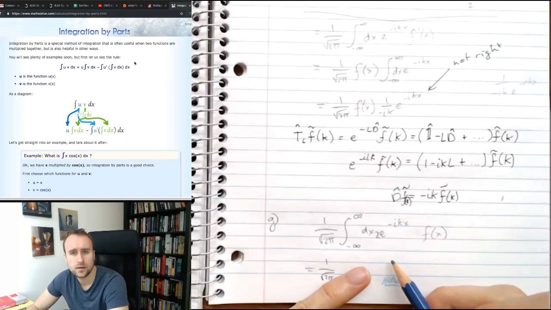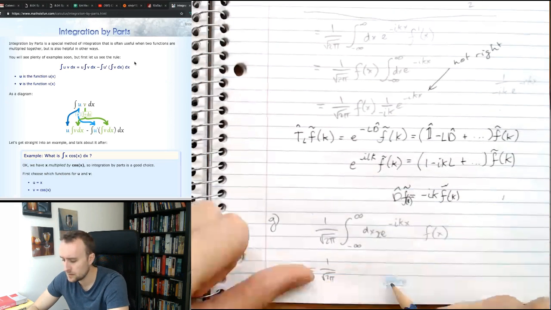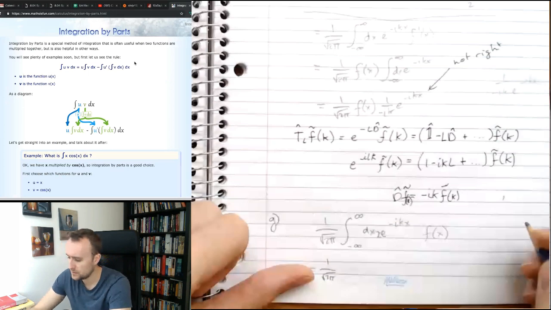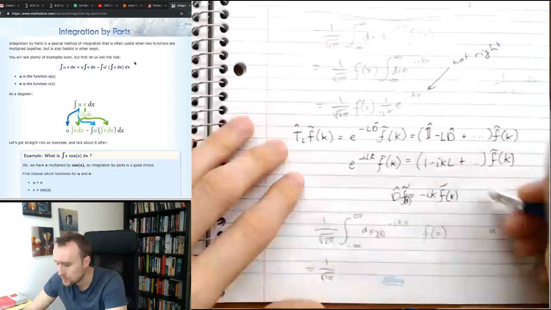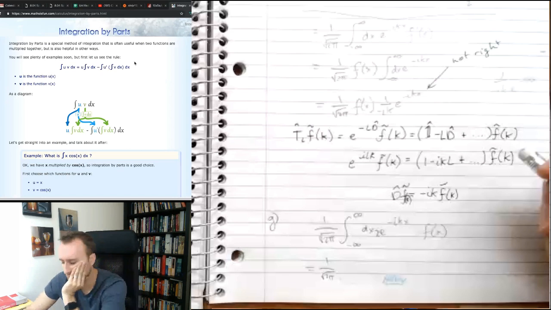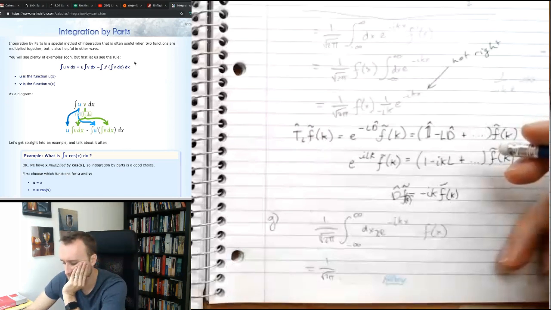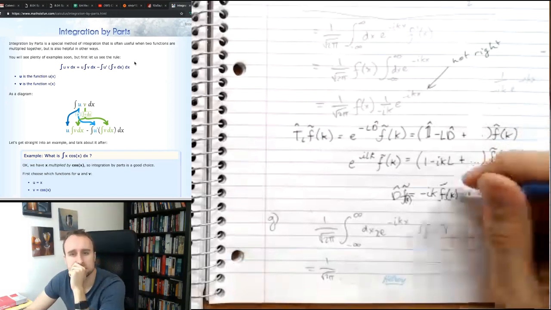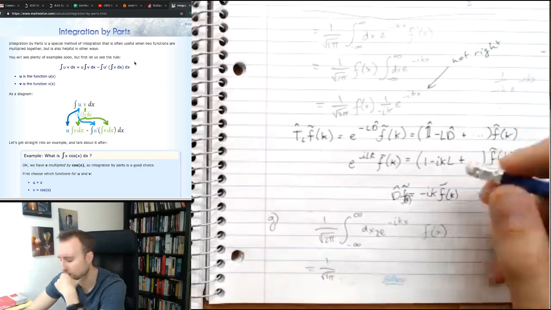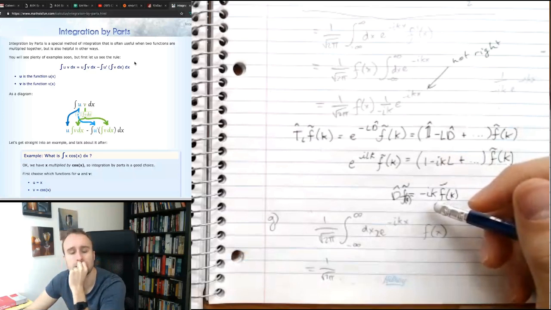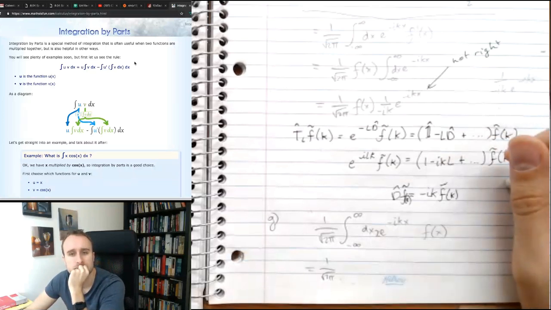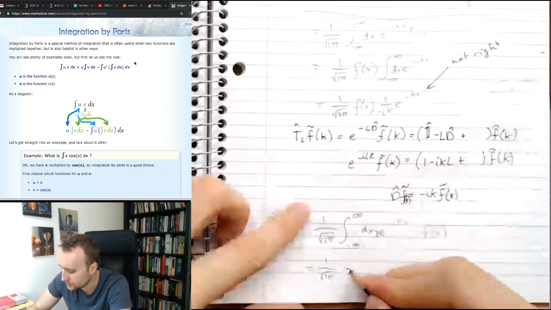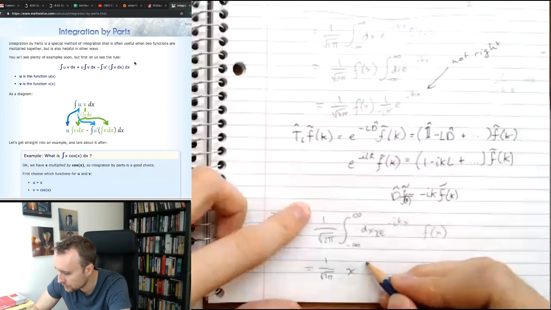So if we take, so let's let U be, which one do we want on the outside? I don't know whether I want any of them on the outside. I don't know whether I want F of X on the outside or I want X on the outside. Well, let's just try one of them and then we can undo it if this is the wrong way.